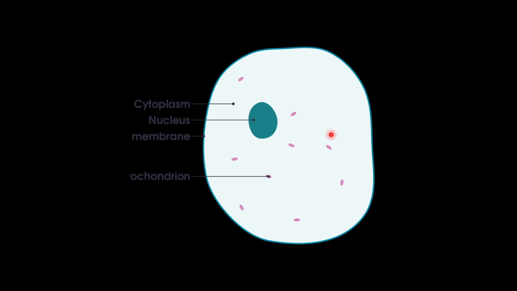Moving on to an animal cell. An animal cell also has a cytoplasm, a nucleus, a membrane, mitochondria. But what does an animal cell not have? The animal cell does not have chloroplasts, or we wouldn't need to eat food at all. We could just photosynthesize.